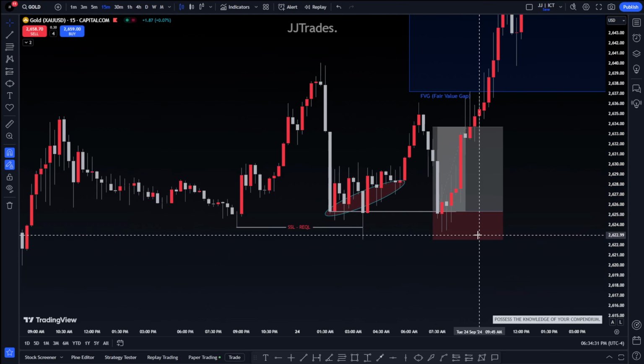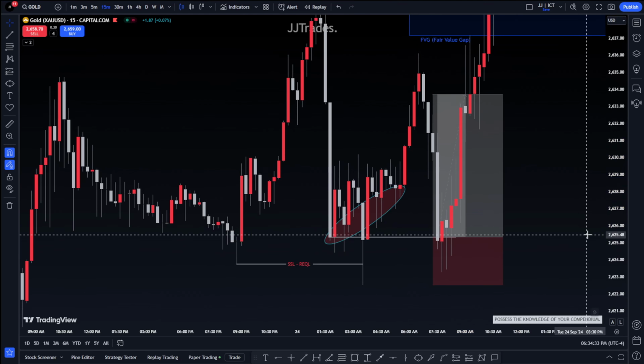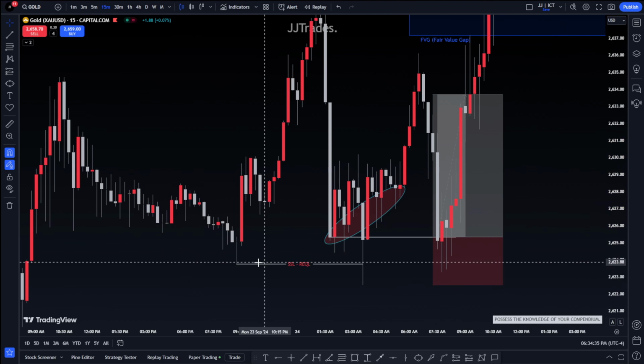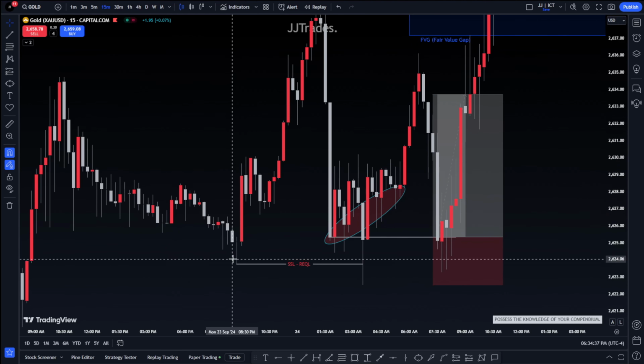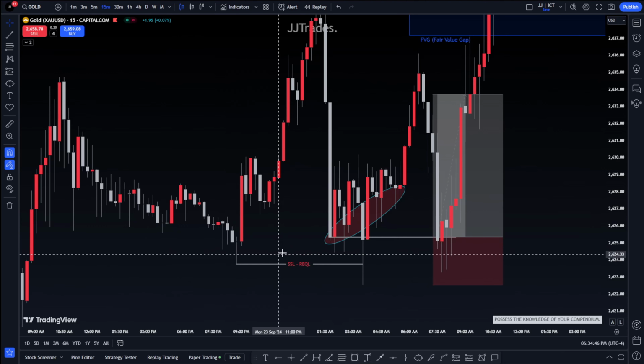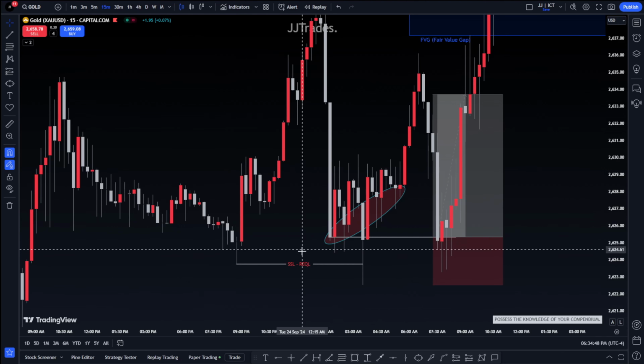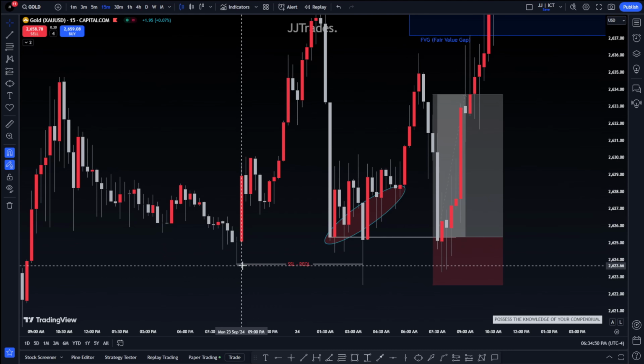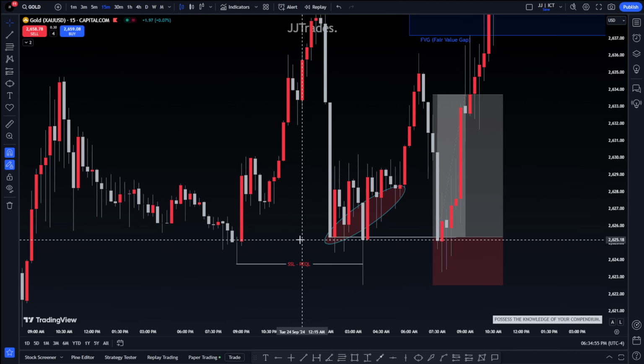Why do you want to do that? Because, like I said, I gave you the reasons why it shouldn't come to this low. It already took out sell side liquidity here, and it closed above that liquidity point. It then created a liquidity pool. So if there's already been a purge of liquidity, and then a liquidity injection creating a liquidity pool right after the purge, there's really no need, because you have to understand why price is doing certain things.